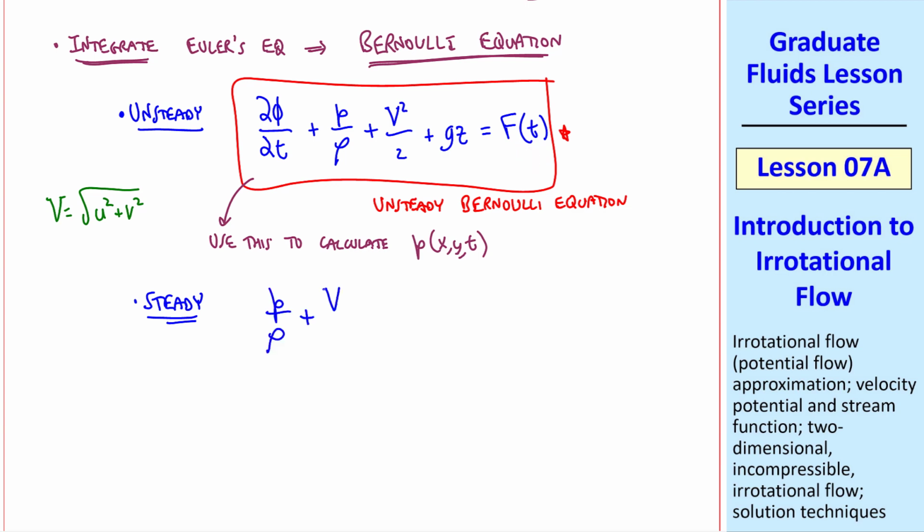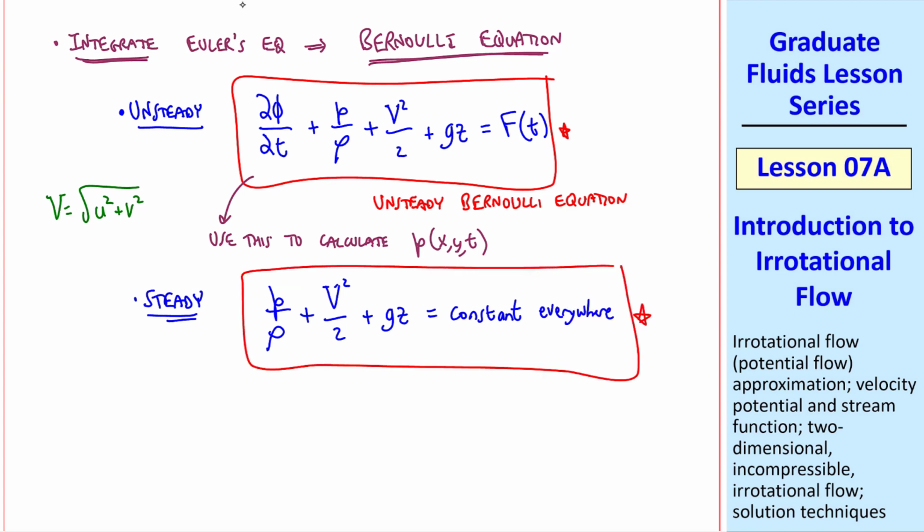So we get p over rho plus v squared over 2 plus gz equal constant. And this constant is the same everywhere in the flow. This is the form of the Bernoulli equation that we all know and love, which I call the beloved Bernoulli equation. It applies for steady irrotational flow.